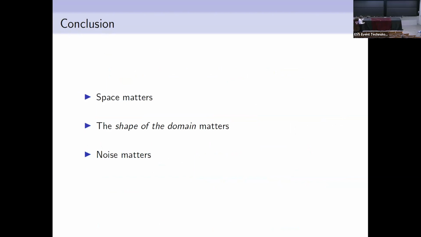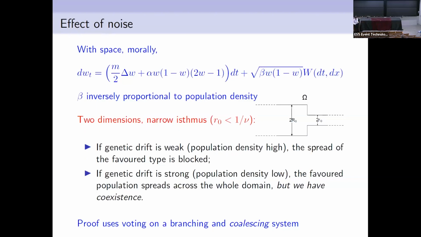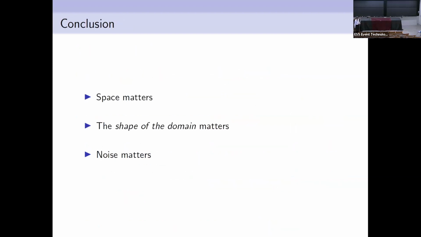If I didn't have space, if I just looked at the stochastic differential equation without space, so suppose that Laplacian term was not there, then my population would ultimately fix on entirely little a's or entirely capital A's. So I'd have either entirely yellow flowers or entirely purple flowers. There'd be no concept of coexistence. So we wouldn't be capturing anything of what might be happening in space. So space matters. The shape of the domain matters, and that was something which hadn't really been taken into account very much before, but I think it's very important that we do.